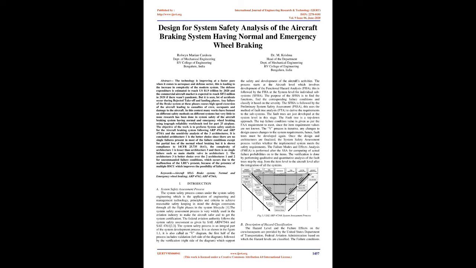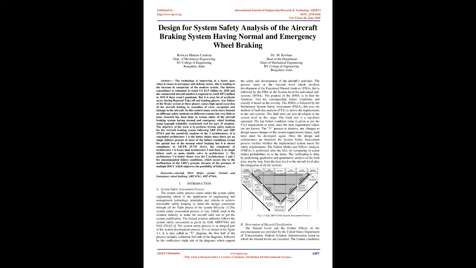Introduction. A. System safety assessment process. The system safety process comes under system safety engineering, which is the application of engineering and management technology, principles, and criteria to achieve reasonable safety, keeping in mind the design constraints through all the flight phases in the system life cycle. The system safety assessment process is very widely used in the aviation industry to make the aircraft safer and to get the system certification. The Federal Aviation Administration follows the system safety assessment as given by SAE ARP 4754A and SAE ARP 4761.